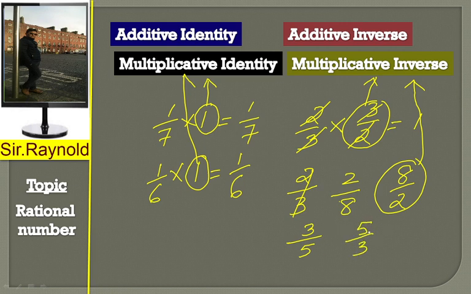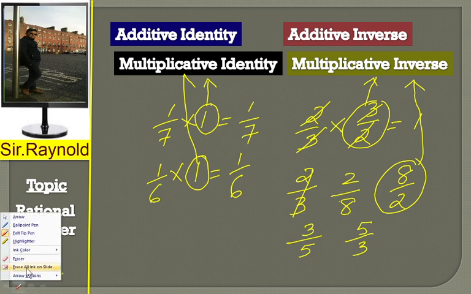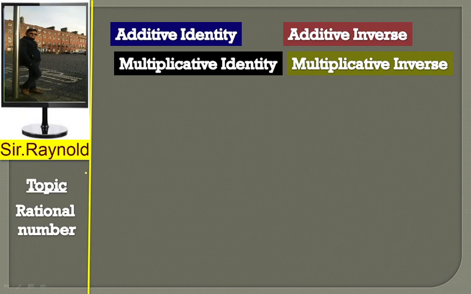Okay, so I hope you are clear with additive identity, additive inverse, multiplicative identity, and also multiplicative inverse. These are there in your books also. You can go through them and try to understand. Okay, and I'll see you in the next class.